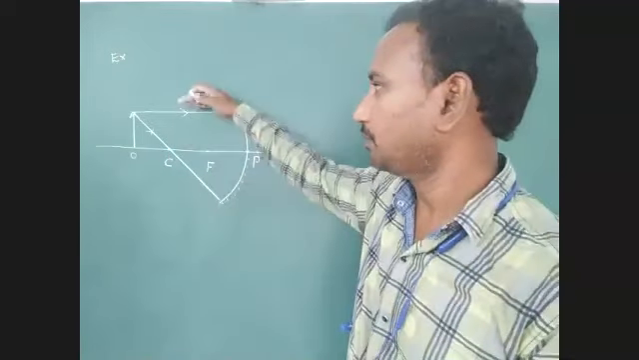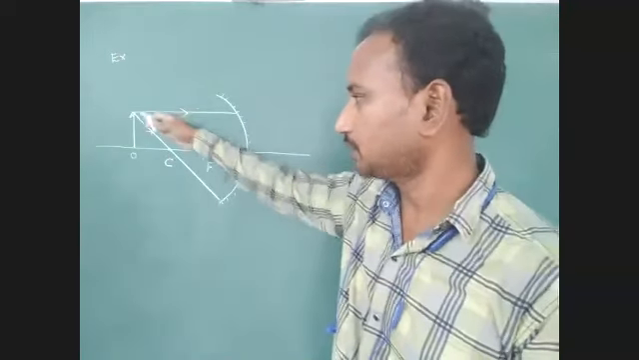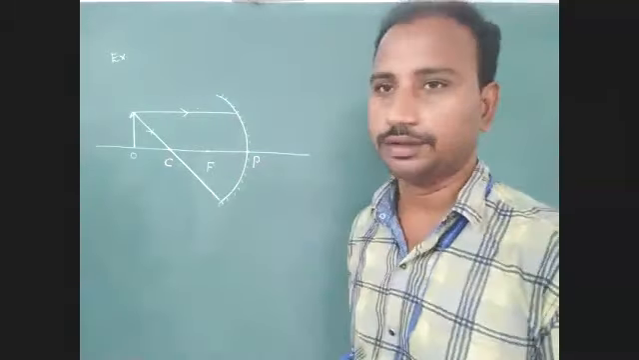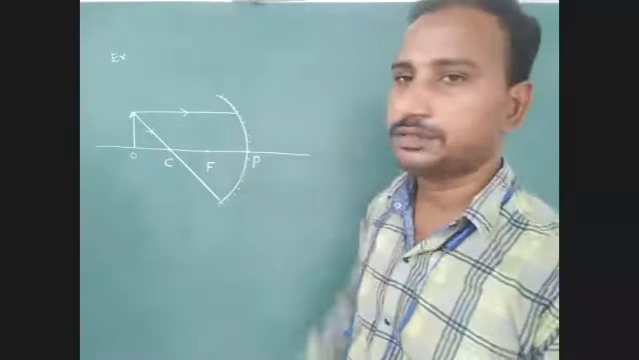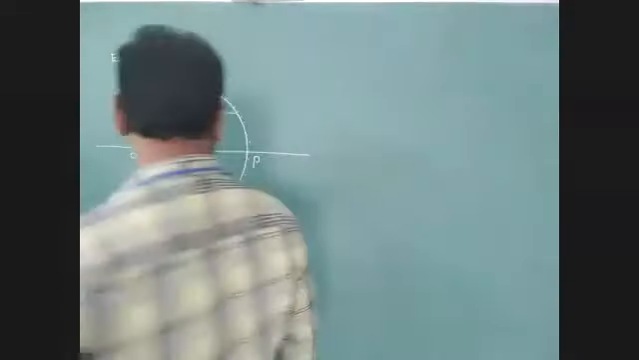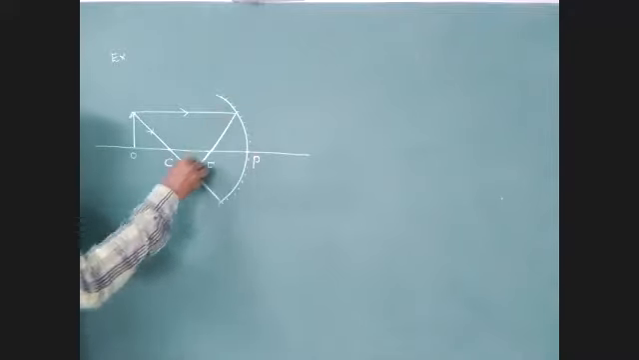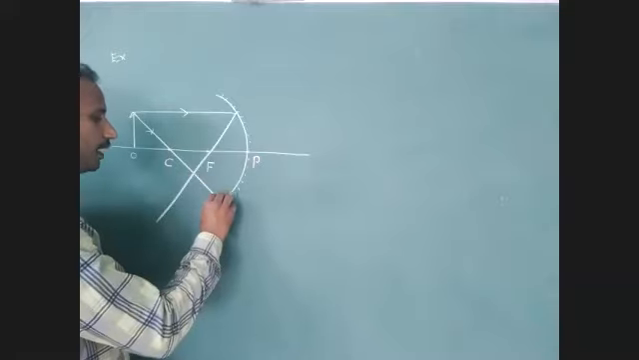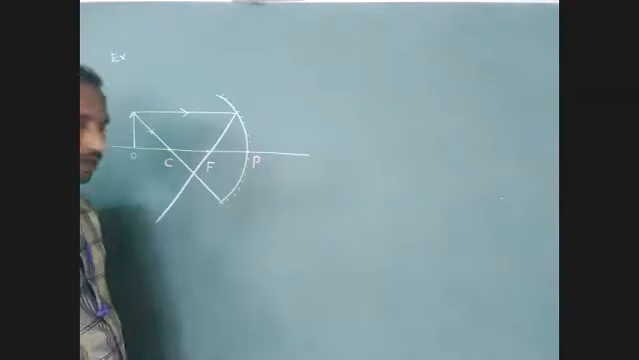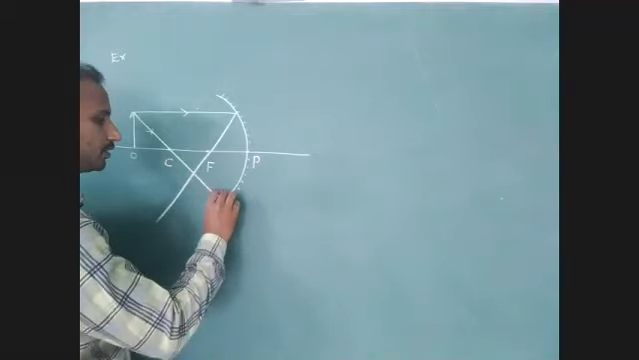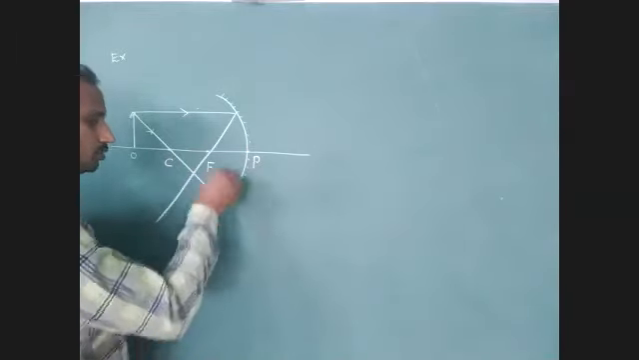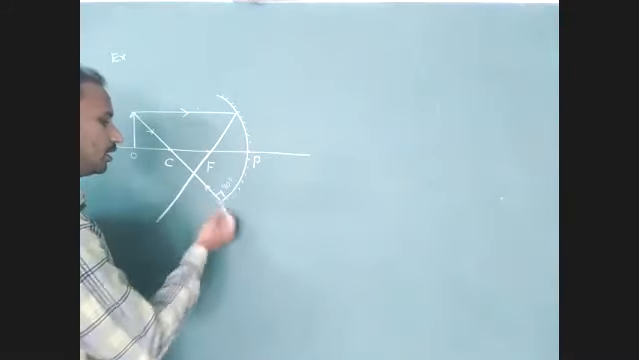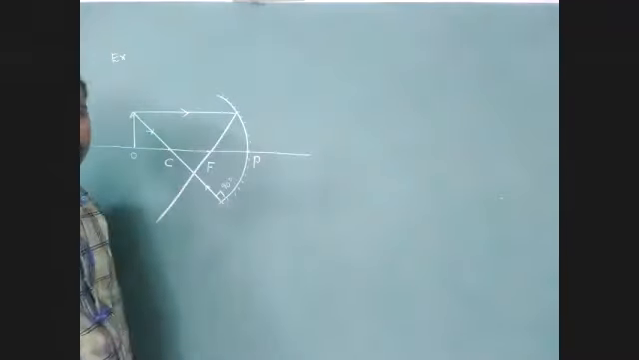Now one marginal ray is parallel to the principal axis, another is passing through the center of curvature. First we apply rule 1: if a ray of light is parallel to the principal axis, after reflection the reflected ray passes through the principal focus. Next, if a ray of light is passing through the center of curvature, perpendicular to the reflecting surface, then the reflected ray rebounds along the actual path of the incident ray.